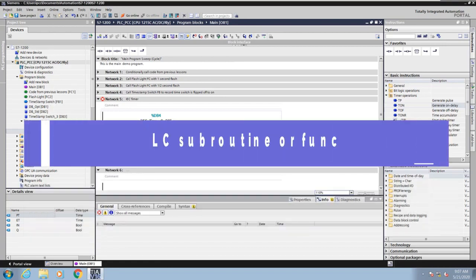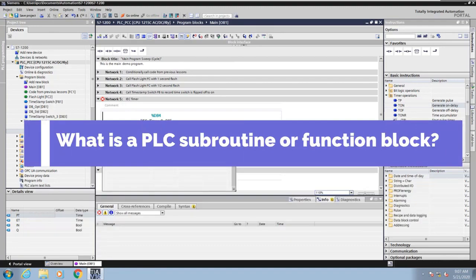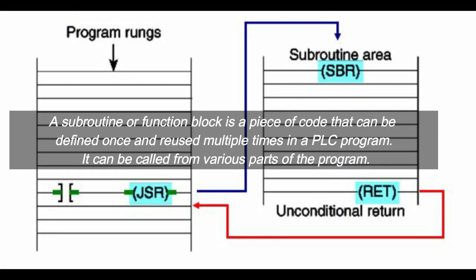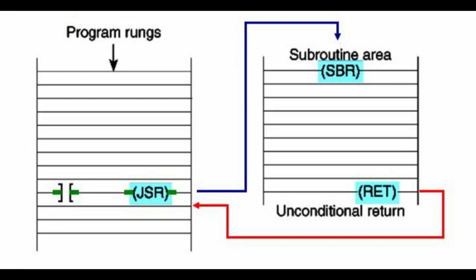What is a PLC subroutine or function block? A subroutine or function block is a piece of code that can be defined once and reused multiple times in a PLC program. It can be called from various parts of the program.